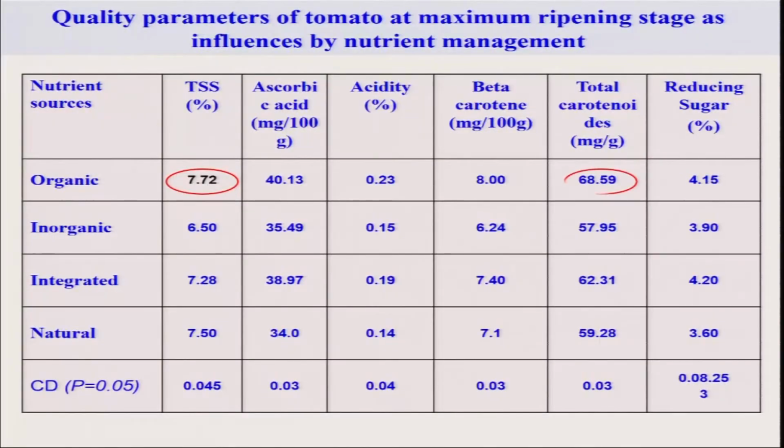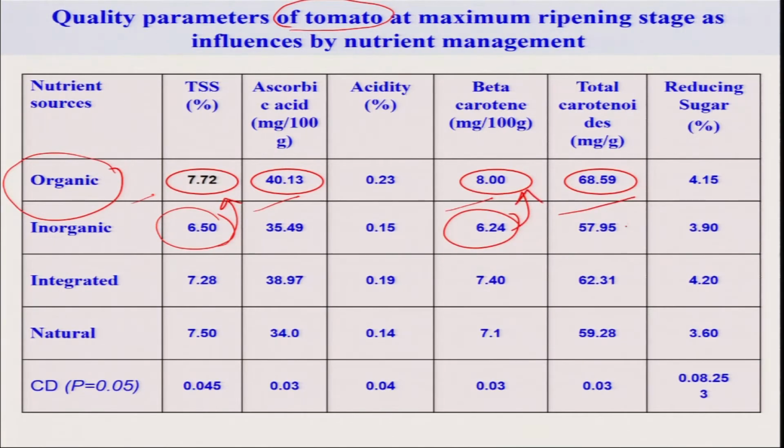Everyone knows about quality. Nowadays, we also want produce free of pesticide residue, and in organic farming the produce is always of superior quality. One experiment we saw covered different quality parameters of tomato. With organic nutrient sources, TSS (total soluble solids), ascorbic acid, beta carotene and total carotene are significantly higher as compared to inorganic. So whenever we go from inorganic to organic, all these quality parameters are enhanced. So we can say organically produced crops are better in nutritive value.